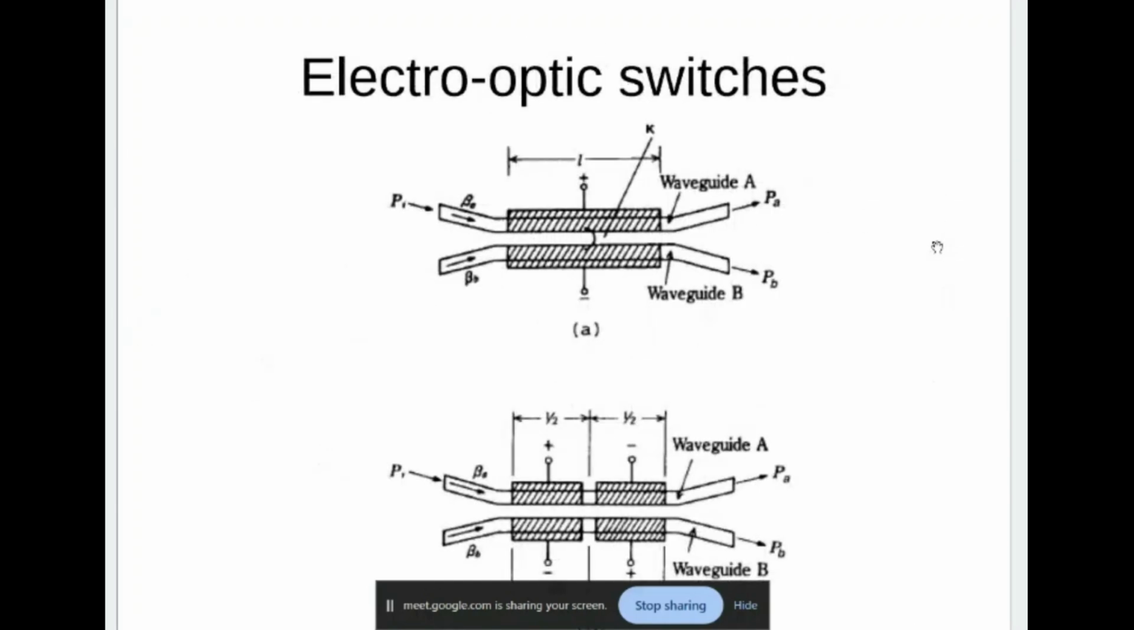Let us get going. Switches we have already seen, there are a lot of configurations. You can manipulate with the electrodes so that you get best performance.